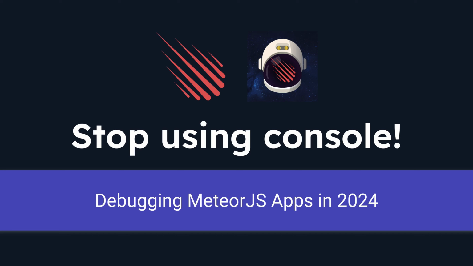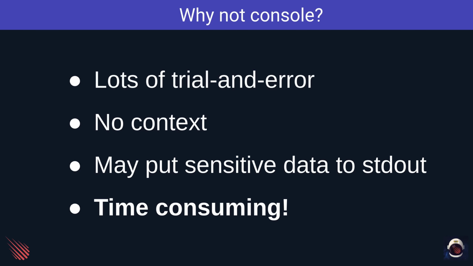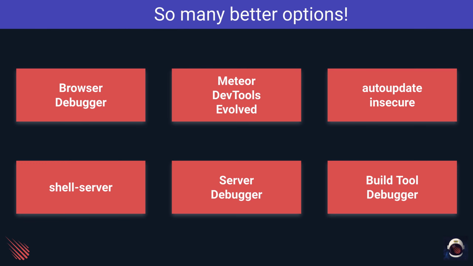Why should you avoid using console? First of all, you have to place many console.log statements in your code, guessing where the issue could arise. Additional context can only be gathered by placing more console.logs. If you miss to remove them before deployment, your production apps may reveal sensitive data to your standard out and thus to your server logs. And the overall process is very time consuming to detect bugs compared to dedicated tools. There are so many better options in MeteorJS which I'd like to present to you today.